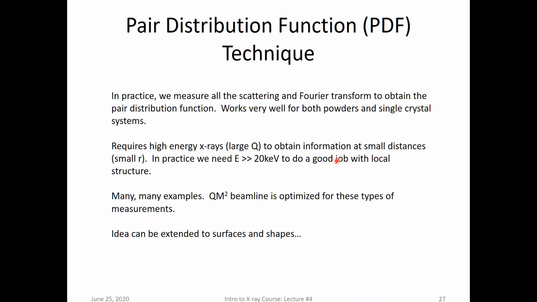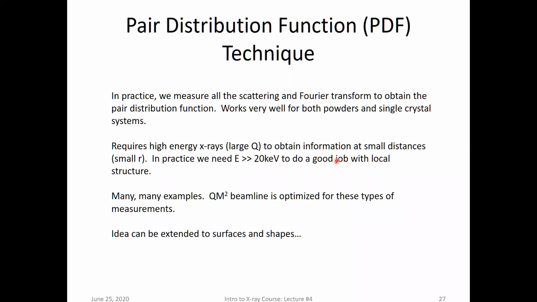And over the past 15 or 20 years, there have been many, many beautiful experiments. Currently the QM2 beamline at CHESS is really optimized for these types of measurements. The basic idea is that you need to get all that diffuse scattering between all of the Bragg peaks. So having incredibly high dynamic range to be able to really understand the details of the weak scattering at large Q values is really important.